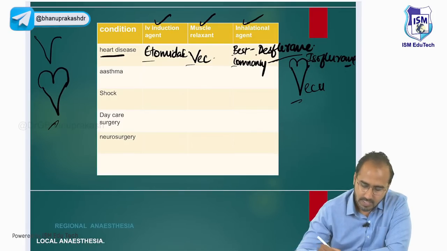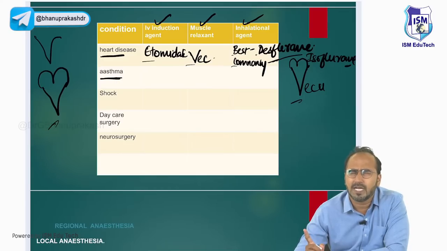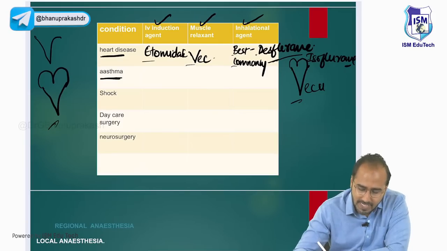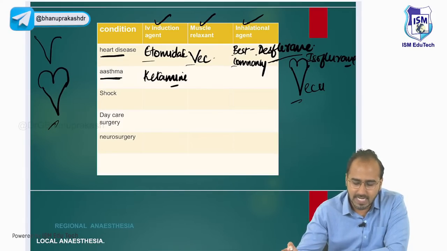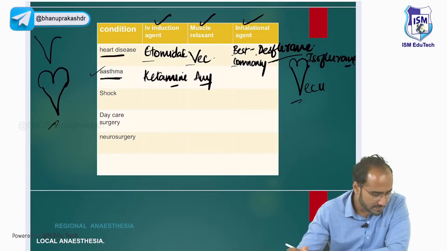Next, a patient suffering from bronchial asthma. Which is the IV induction agent of choice in bronchial asthma? Asthma means the respiratory system, so we have to give the friend of the respiratory system. There is only one such friend. Which is the IV induction agent? Very good, ketamine. Ketamine is the IV induction agent of choice in asthma. For muscle relaxant, any muscle relaxant can be given.